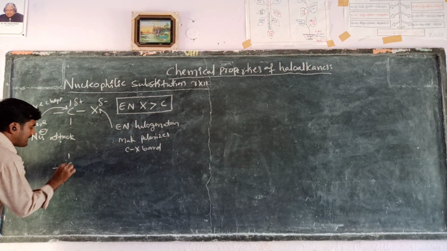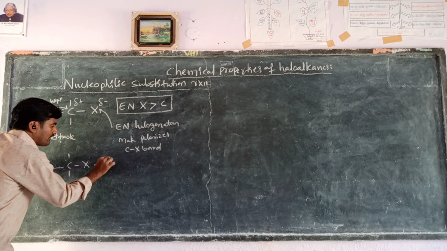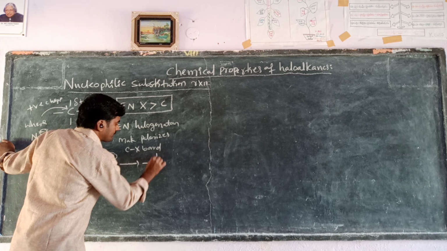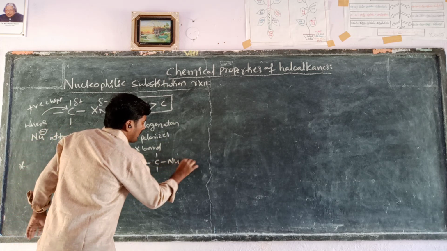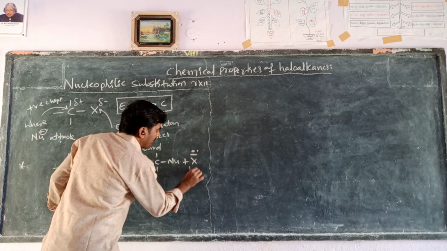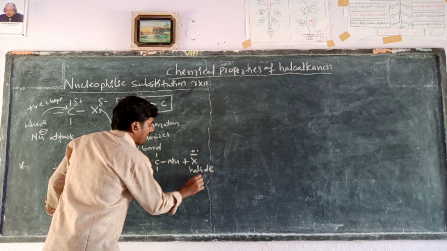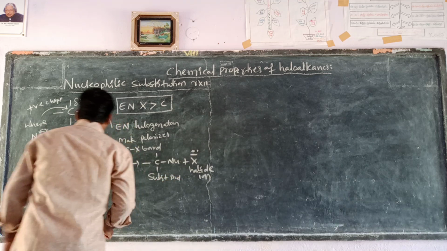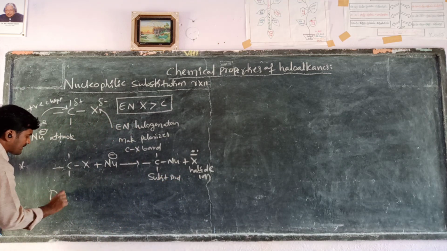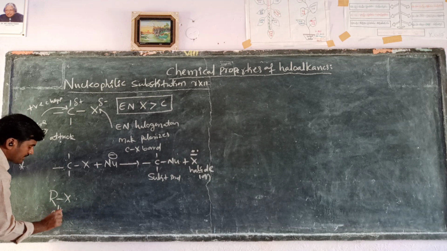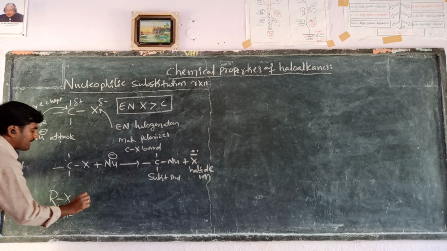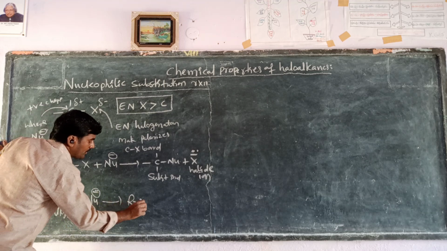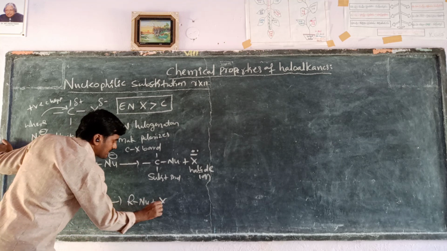So the general equation is: alkyl halide reacts with a nucleophile to form the substitution product plus X minus. This is a halide ion. What about this substitution product? R single bond X, what is this? Alkyl halides. Alkyl halides react with a nucleophile to form R-Nu plus X minus.